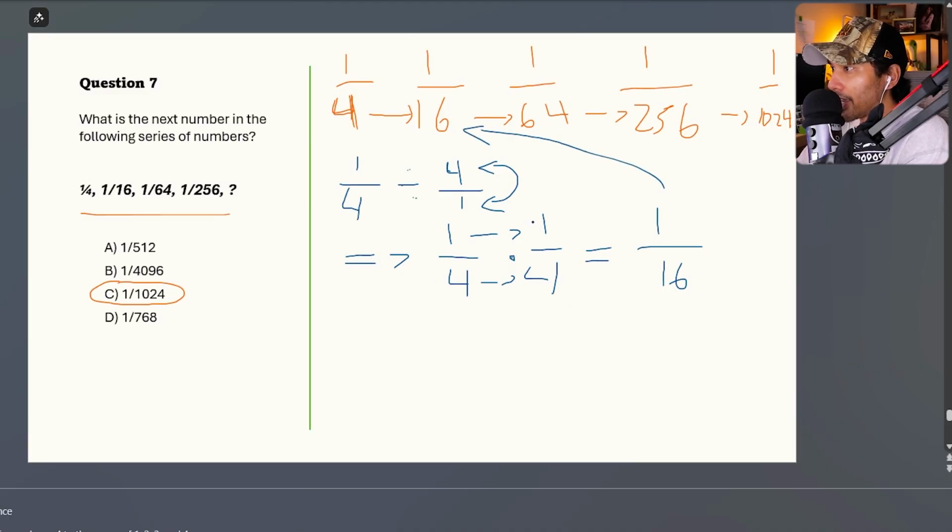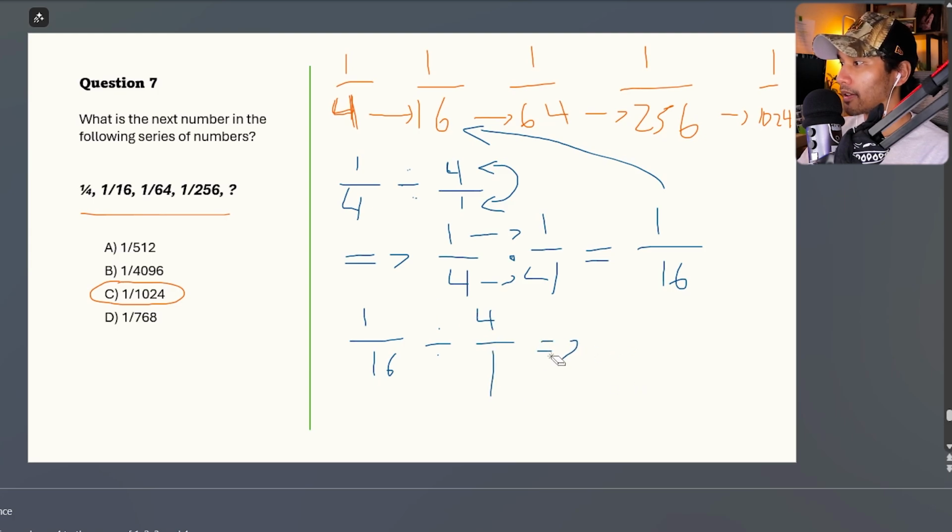Now let's work it again and divide by 4. So 1/16 divide by 4. And then just for the sake of the video, 4/1, and I'm going to put this arrow there because I want to show you that we're flipping the sign. 1/16 times 1 over 4. And then we just multiply across. We get 1, and then 16 times 4. Okay, that's a hard one to do in my head, to be honest, but this is something you should know. 16 times 4 is 64.